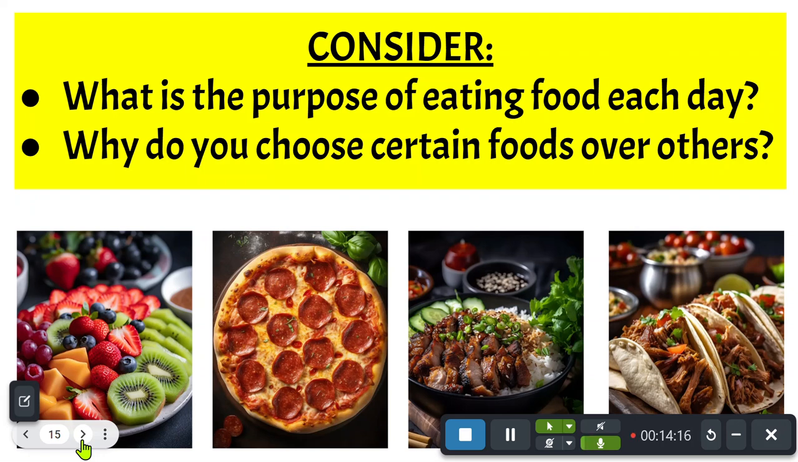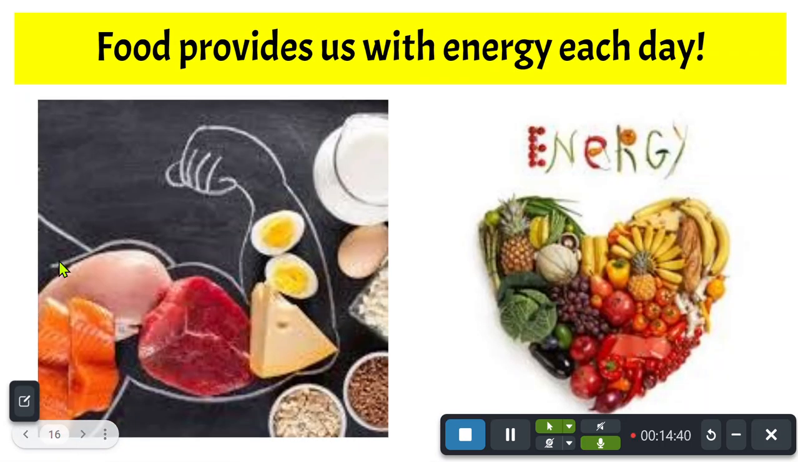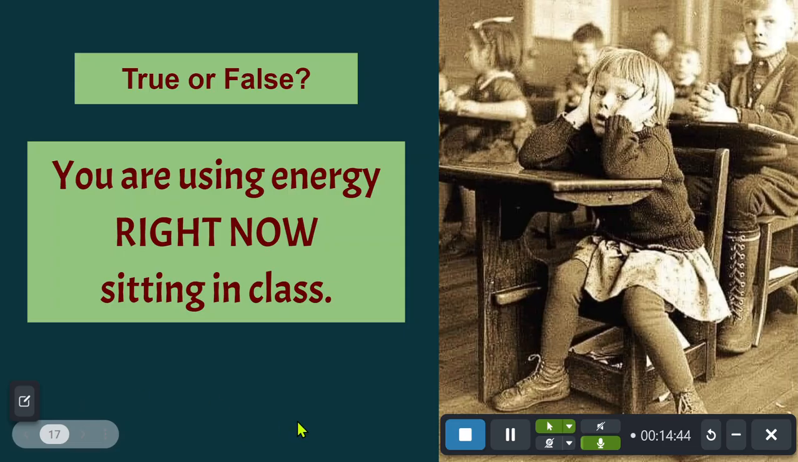And you choose certain foods over others, number 1, because they are available to you, right? Because if it's not there for you to eat it, you can't choose it. And then the other thing is you choose by preference. Sometimes you are choosing just to be healthy. Sometimes that might be a family discussion. So we have different reasons for choosing certain foods over others. All right. Food provides us with the energy that we need each and every day. All right, so true or false? Right now, sitting in class, you are using energy. It is true.